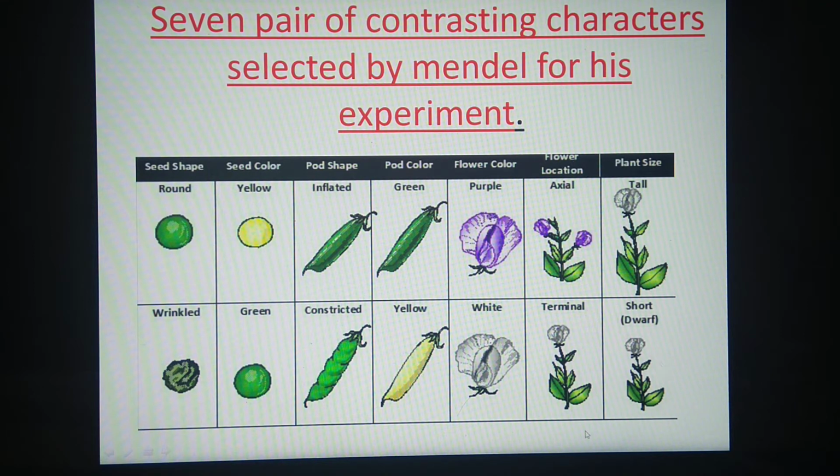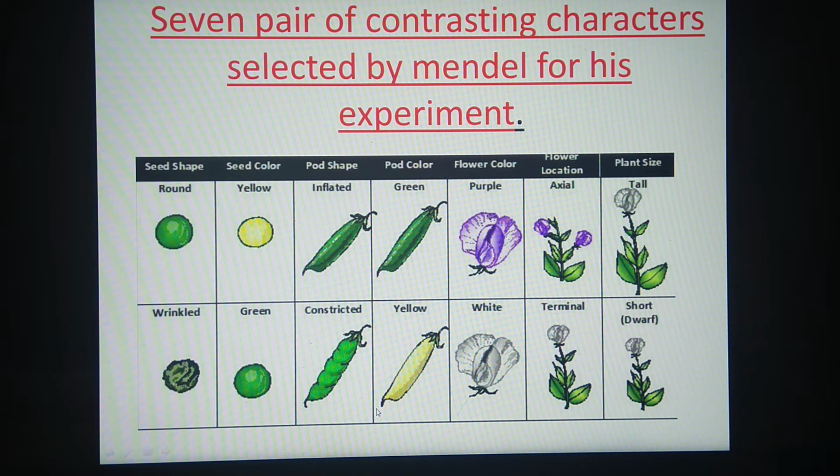The last character is plant size, that is tall and dwarf. Tall and short. Tall is dominant over the short plant. So these 7 characters were studied by Mendel. Even though these 7 characters are there, they were studied individually, one at a time, or in combination of 2 or 3 characters at a time.